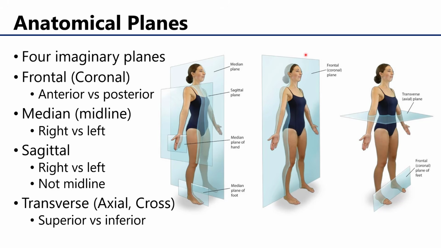So, to review, frontal planes, anterior versus posterior. Median and sagittal planes are right versus left, with median being perfectly in the midline of the object being discussed. And transverse planes are going to divide superior from inferior.